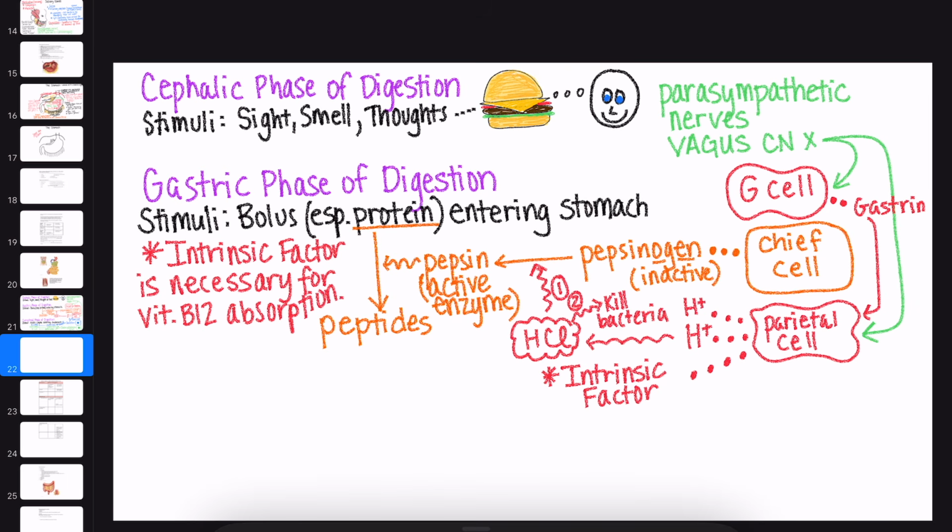And if you have a deficiency in vitamin B12 or in intrinsic factor, then you're not going to have enough vitamin B12, and the person will end up with something called pernicious anemia, because vitamin B12 is necessary for red blood cell production. We will talk a little more about that later, but I did want to put it on here to get us started. Then we come to the third phase, the intestinal phase of digestion.